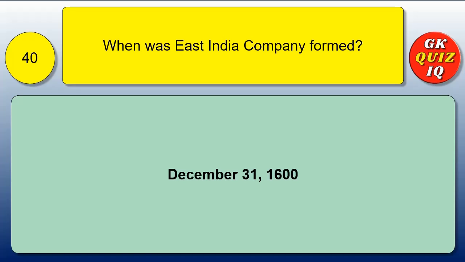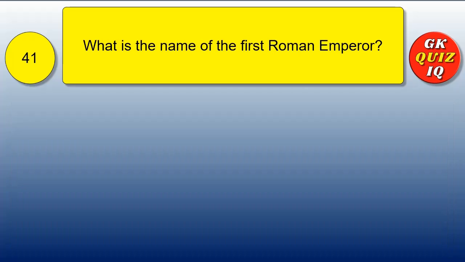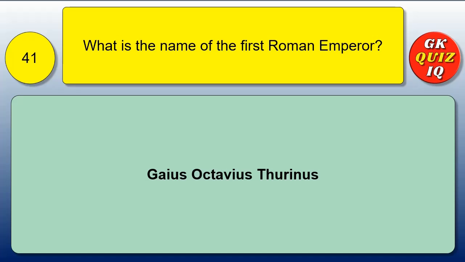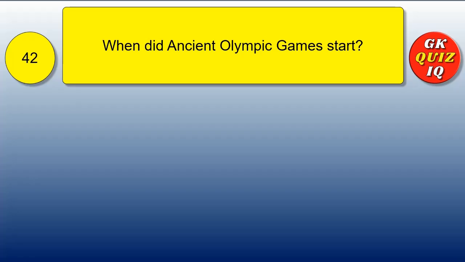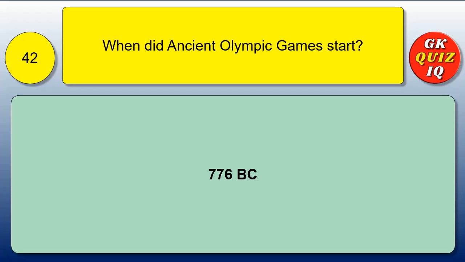When was East India Company formed? December 31, 1600. What is the name of the first Roman emperor? Gaius Octavius Thurinus. When did the ancient Olympic Games start? 776 BC.